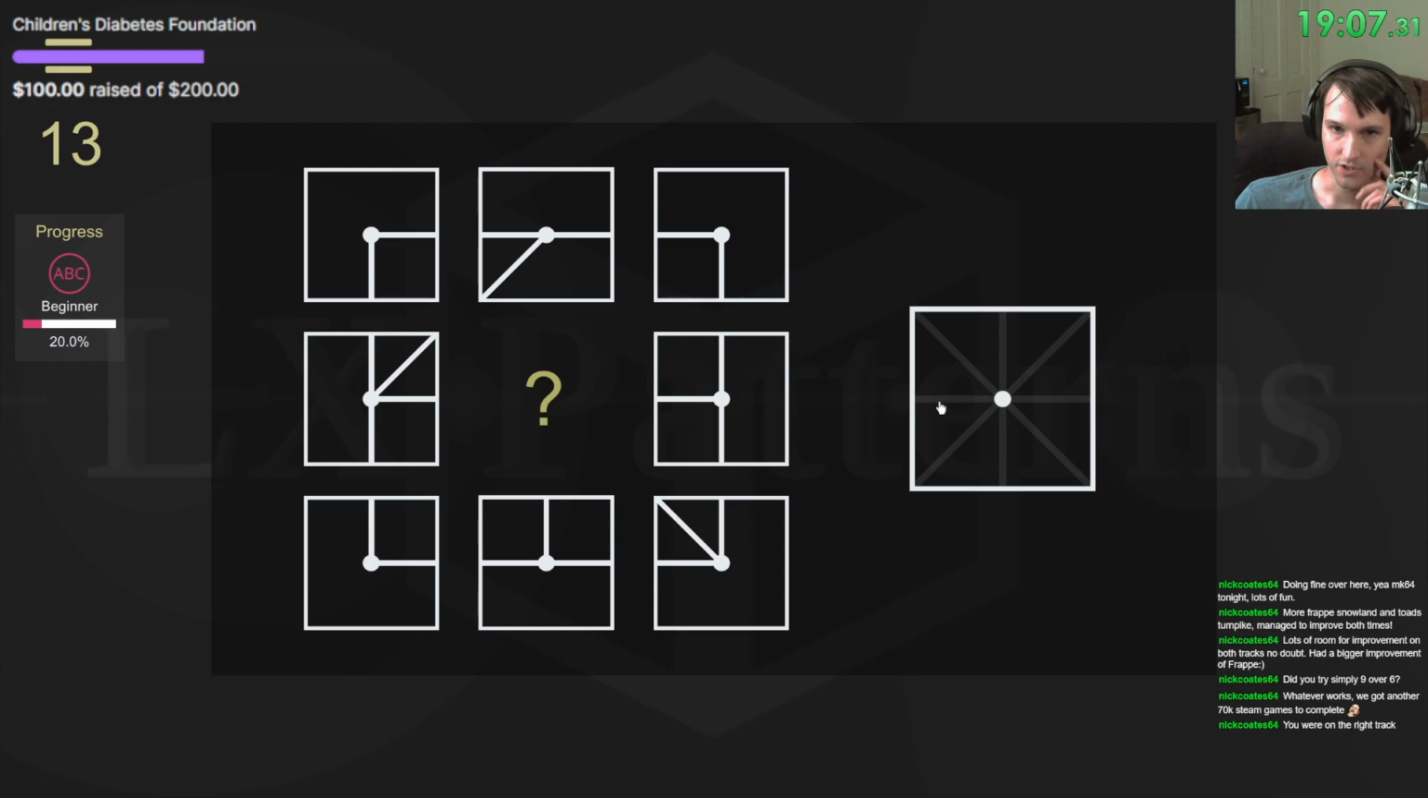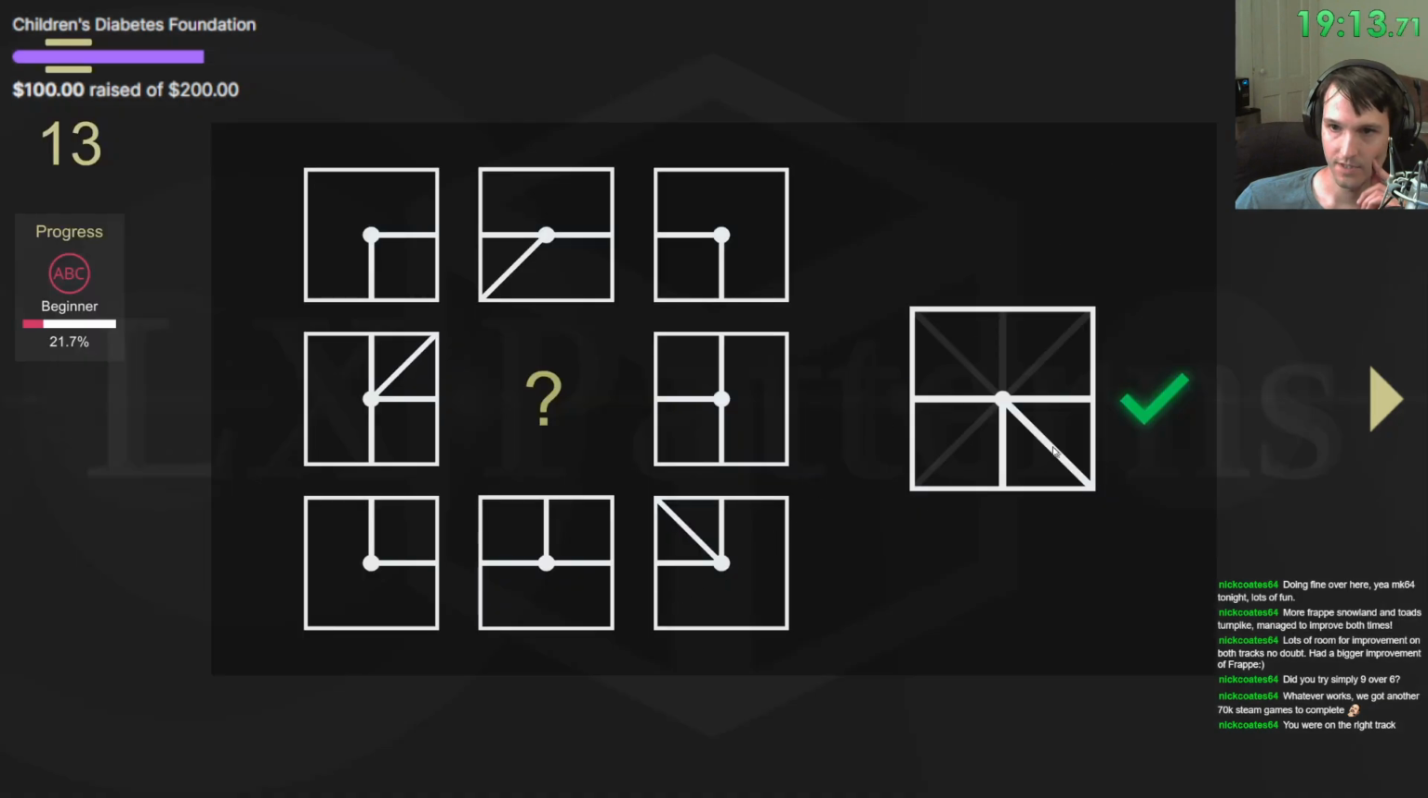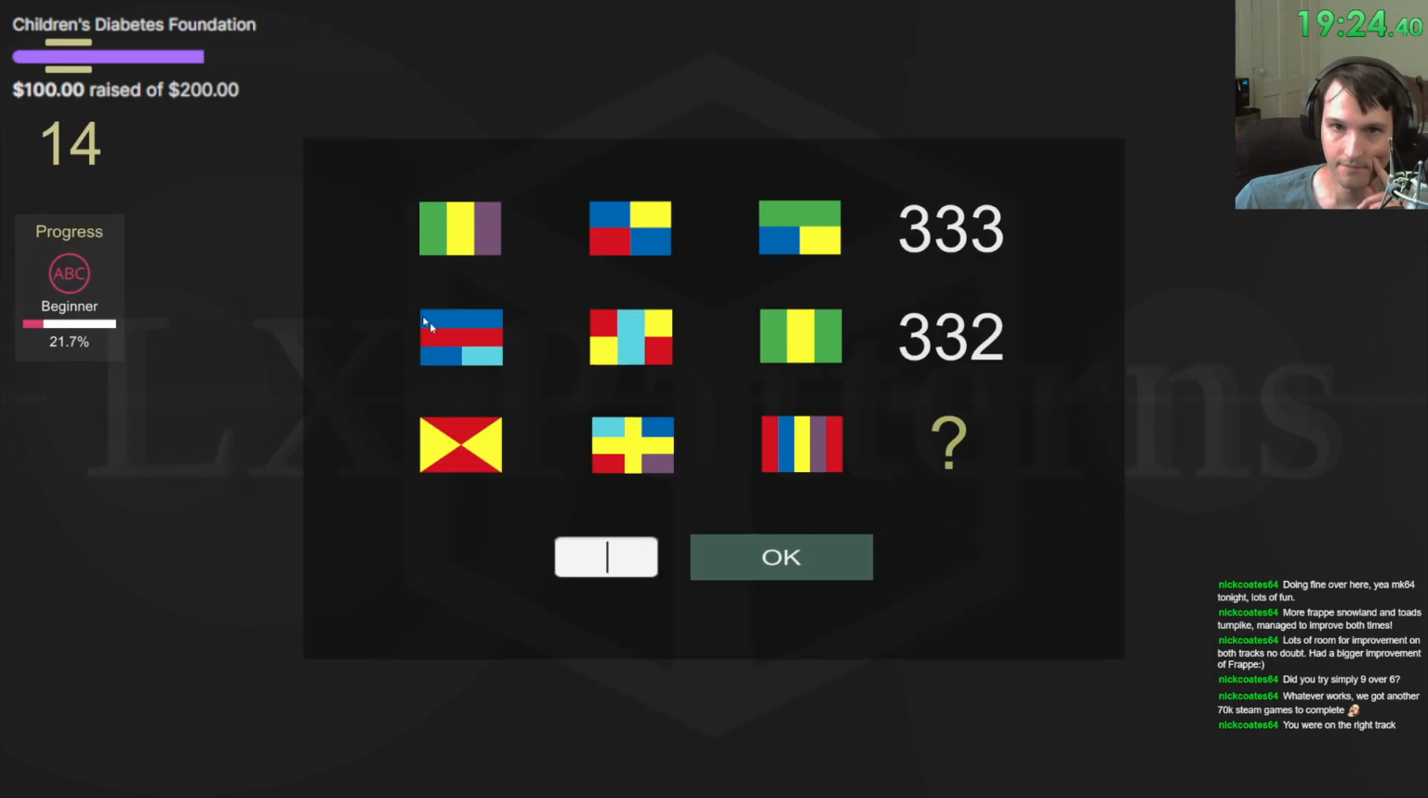Oh, this one it showed me in the trailer. You just connect all the dots. So this one connects here, which connects here, connects here, connects here, and connects there. Now I'm a bit sad that I saw a couple of the answers in the trailer, but there's 60 of them, so. All right, so this is 33, 32. So 333, 332.